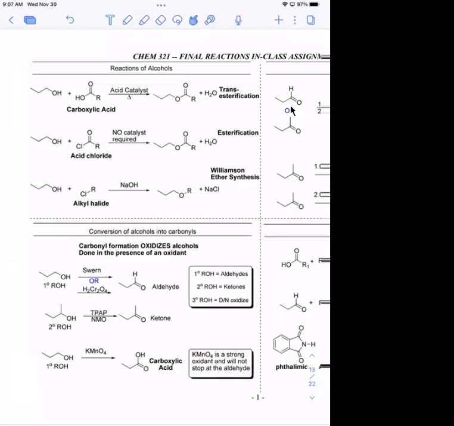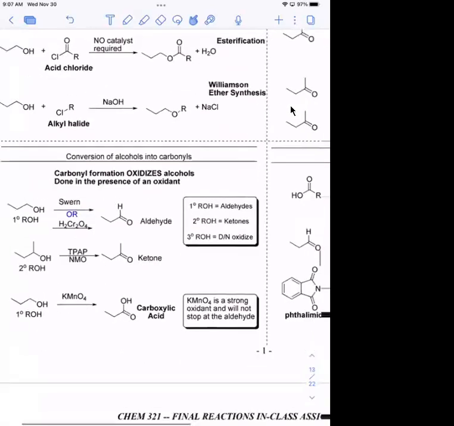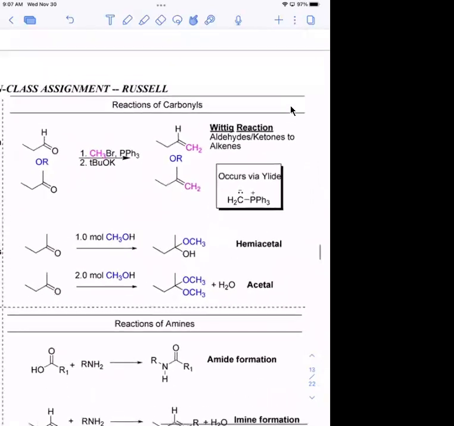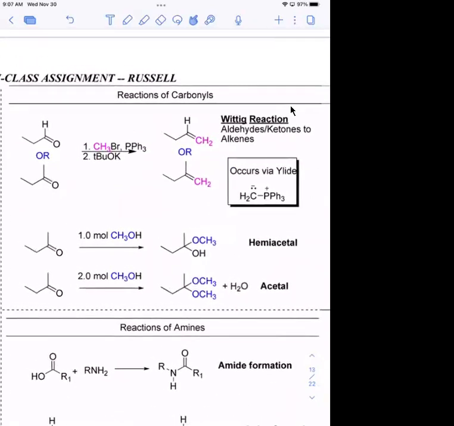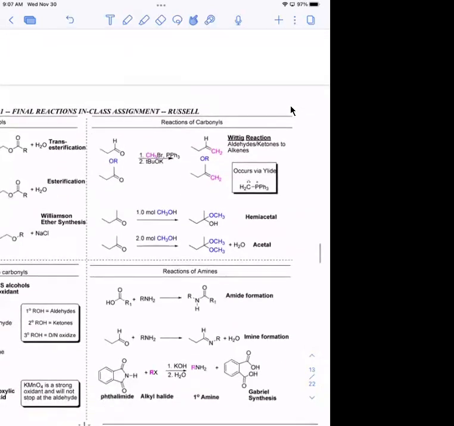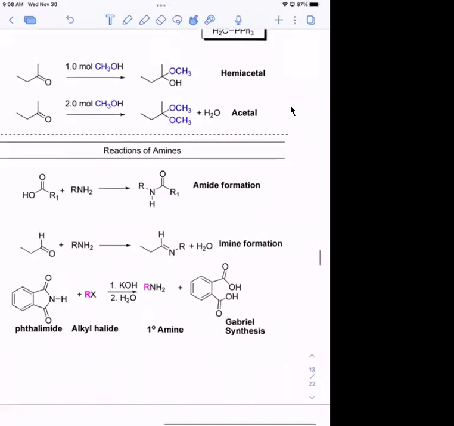Right. Then the second quadrant down here is oxidation of alcohol, so turning them into carbonyls. And then the third quadrant is converting alcohols into alkenes, as well as converting alcohols into acetals and hemiacetals. And then hopefully you watched the video I sent yesterday as well. What was it yesterday? Monday. And then also amides, were reactions of amines, and using those to make amides, as well as amines, right? Or synthesis of amines, which is that bottom reaction.